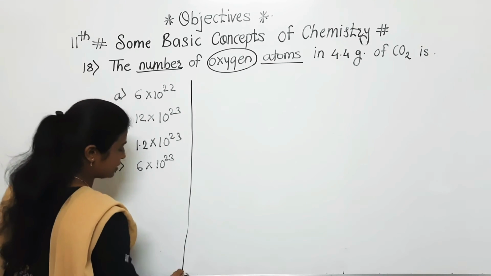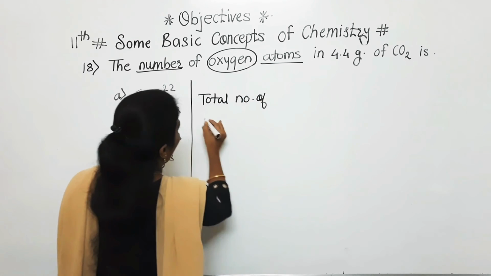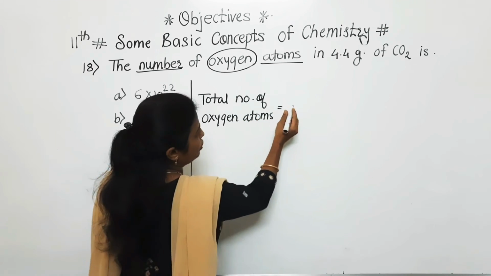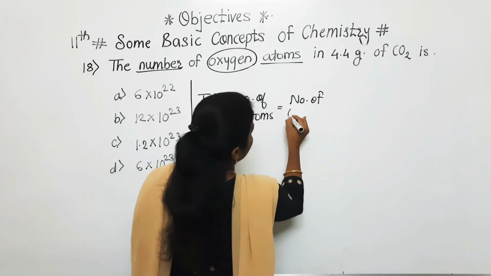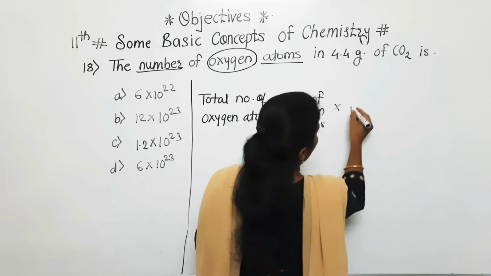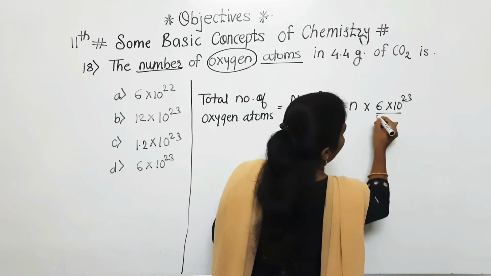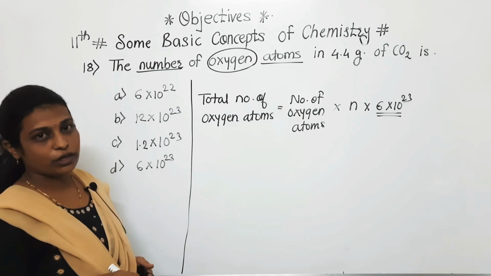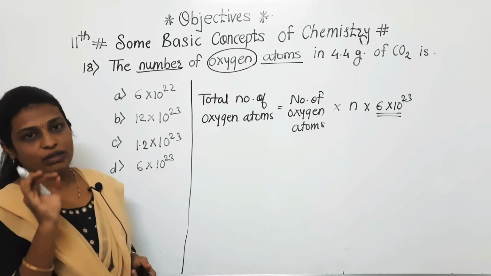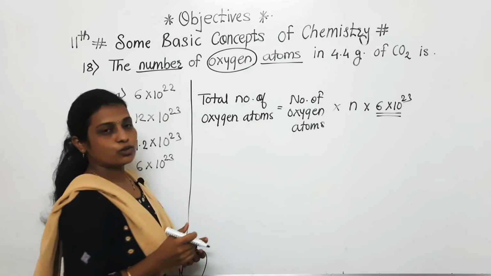So here if we consider the formula, total number of oxygen atoms is equal to number of oxygen atoms into number of moles into 6 into 10 raised to 23. Why here I have not taken 6.023 into 10 raised to 23? Because if we consider these options, in that directly they have given the number, not given in the decimal format. So I have taken here 6 into 10 raised to 23 directly.